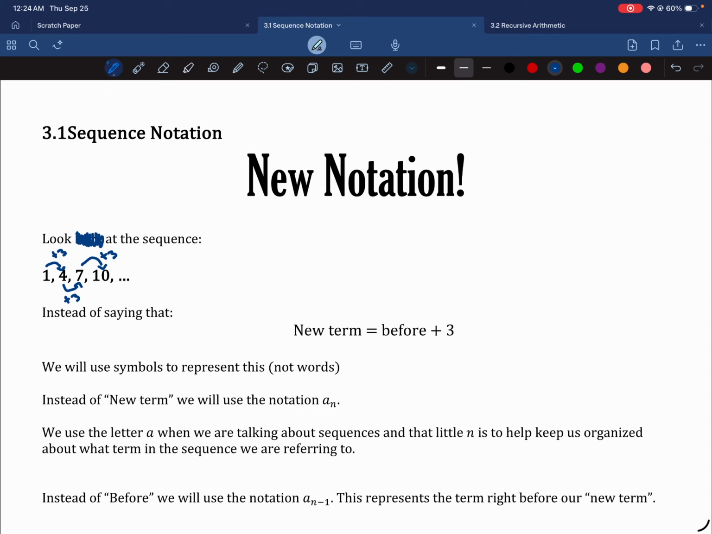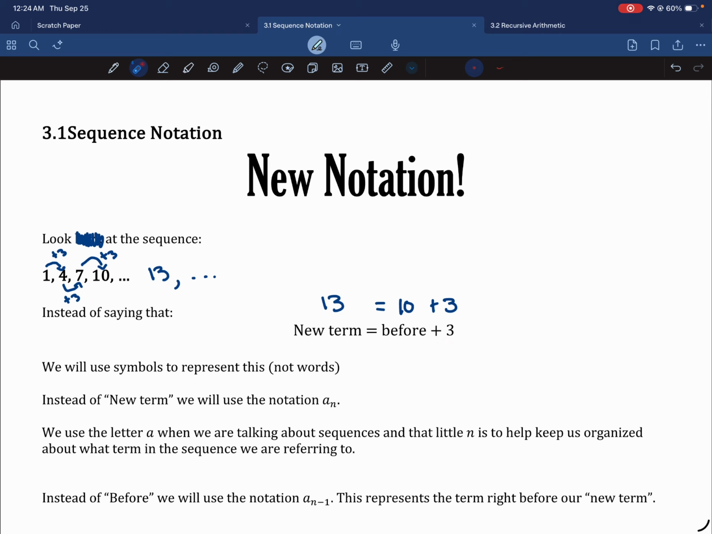If I were trying to find the next term here, how I would do that is that to find the new term, the next term, you take the term you had before and you add 3 to it. Okay, so in this scenario, I would need my before term, which was 10, and I would add 3 to it, which would give me 13 as my next term. And then I could keep going, right? Okay, so this is how we would express finding our new term in terms of words, okay?